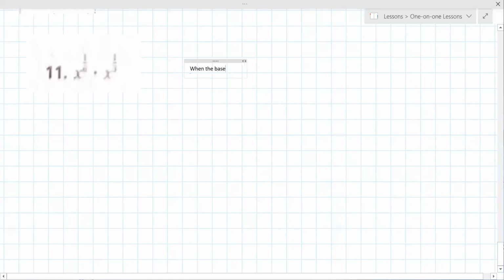Okay, so when the bases are the same, add the exponents. Because you're multiplying, it's 1/6 plus 1/3. So to make your common denominator, that's 2 over 6. This becomes x to the 3 over 6, or x to the 1/2 power.